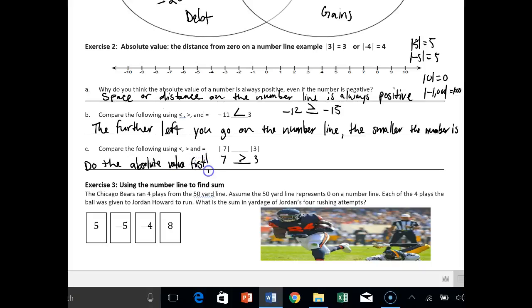Okay? So if I said the absolute value of negative 8 and the absolute value of negative 9, you might want to jump and say, well, negative 9 is further to the left, so therefore it's smaller. You have to do the absolute value. So the absolute value of negative 8 is 8. The absolute value of negative 9 is 9. So really, 8 is less than 9.